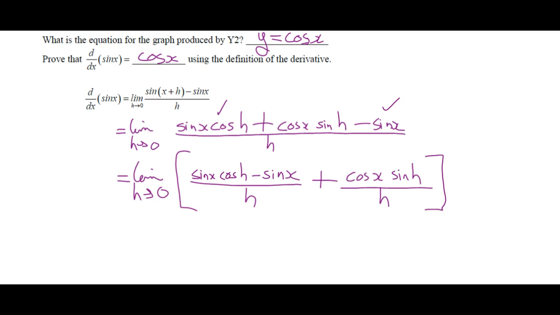Okay? So everybody's good, right? This is what we've done, right? We've just written, so we brought the two sine x's together, right? Why? Well, so we can factor that out.